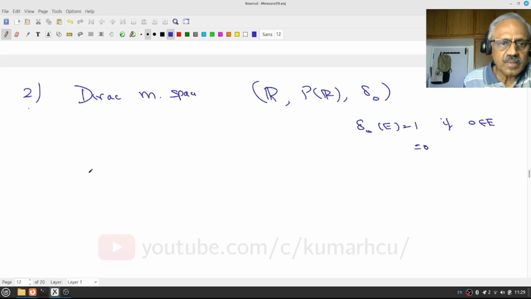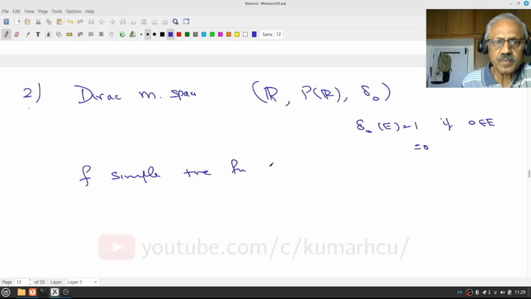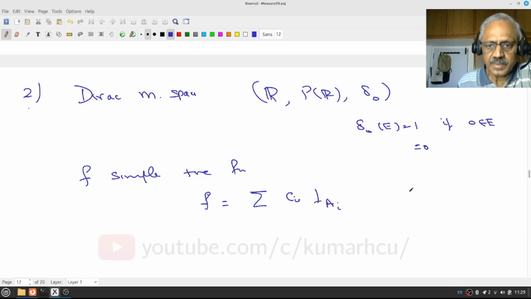Now suppose f is a simple non-negative function on this space. Now I know, therefore, that I can write it as the summation of some ci times the indicator of Ai, and say that i equal to 1 to n is a measurable partition.